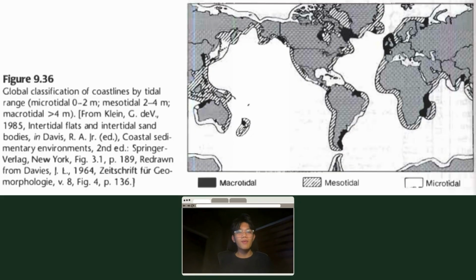Above me is the global classification of coastlines by tidal ranges. We can see in the figure that there are parts shaded black, and that is the macrotidal. We can see it in the figure above, where some parts of countries are shaded black. Those are the microtidal ranges, which range from 0 to 2 meters. Then, we also see along the sides the mesotidal, which ranges from 2 to 4 meters. And lastly, the macrotidal, which covers the most in our figure, ranges from 4 meters and above.